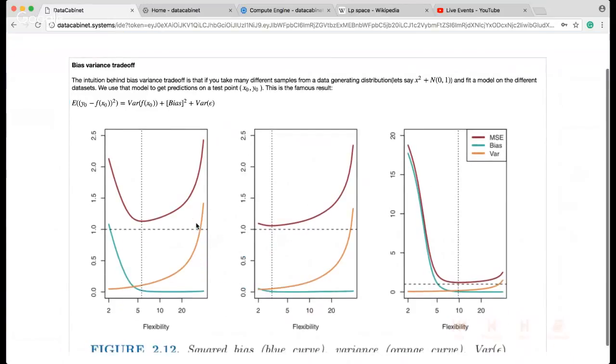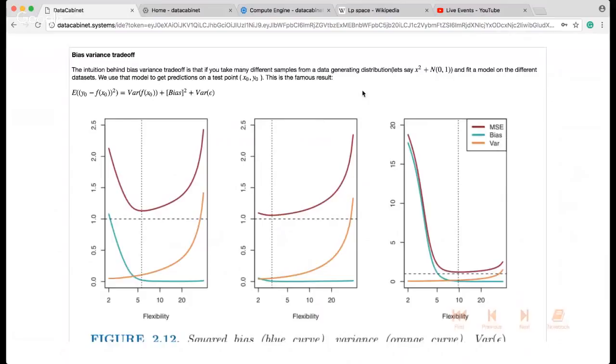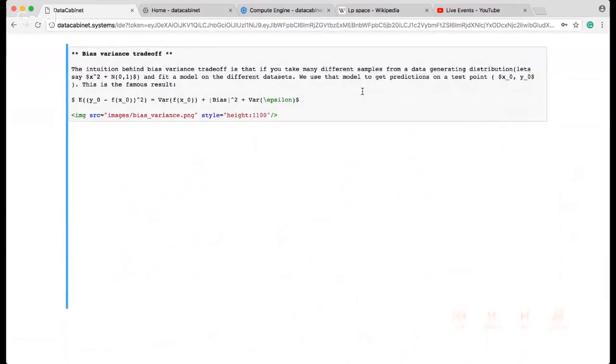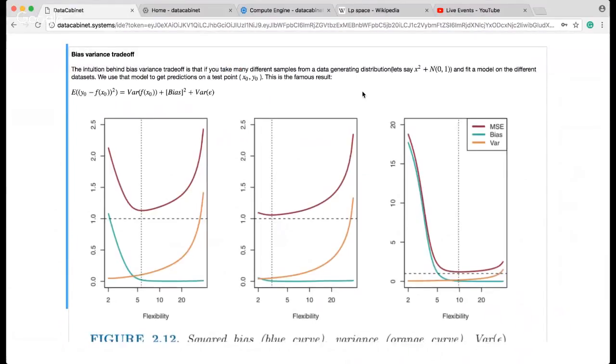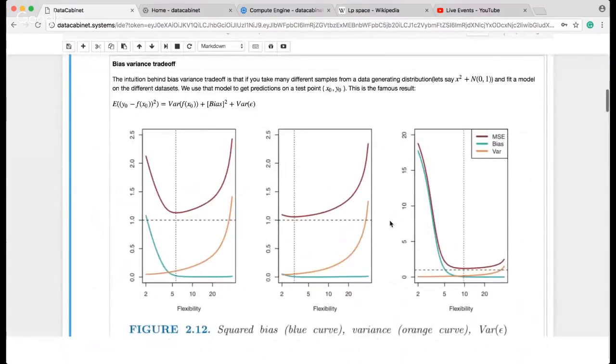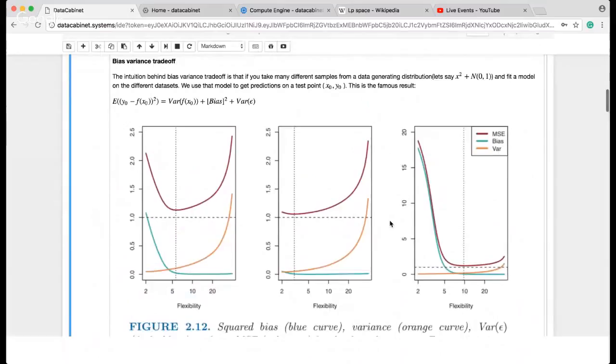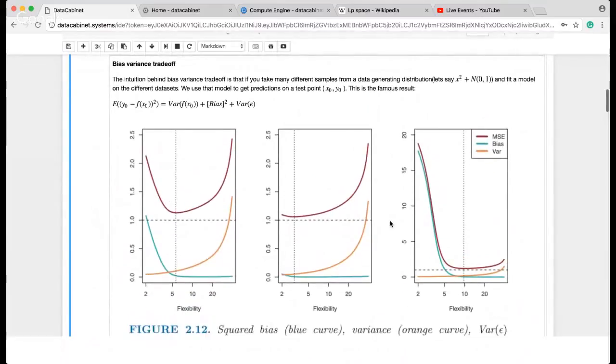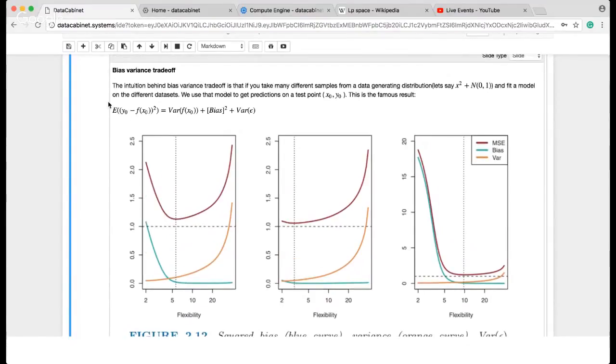So one of the central results around this, let me go back to the notebook here because the slide is not good, is the bias-variance trade-off theorem. This is a theoretical result. I'll try to give an intuition behind it. So bias-variance trade-off, this is the formula.